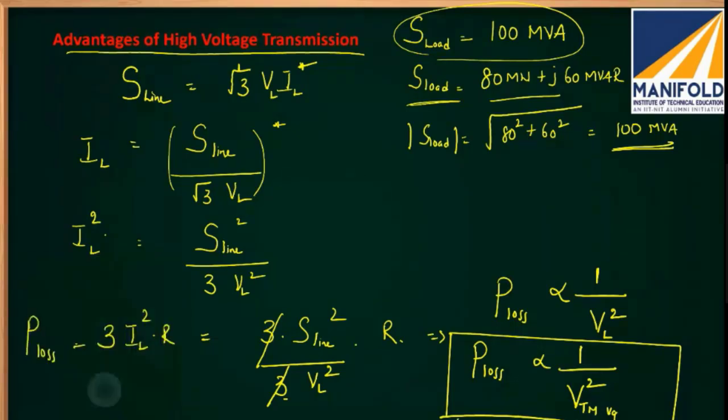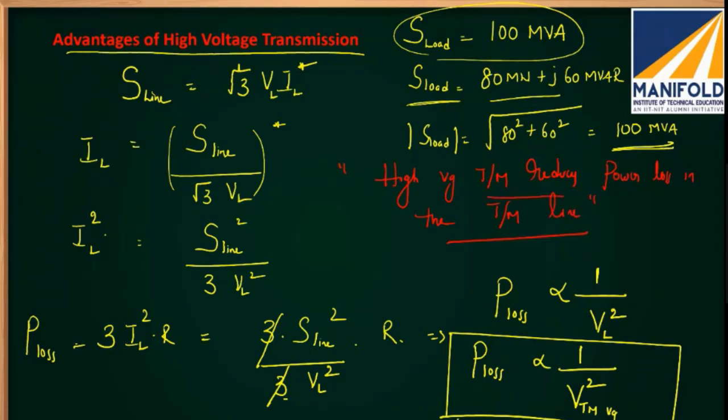That is, high voltage transmission reduces power loss in the transmission line. By what factor? That we have discussed. If you increase the transmission voltage by 2 times, your real power losses are reduced by 1 by 4th. They become 1/4 of the previous losses. Okay. Is this point clear?